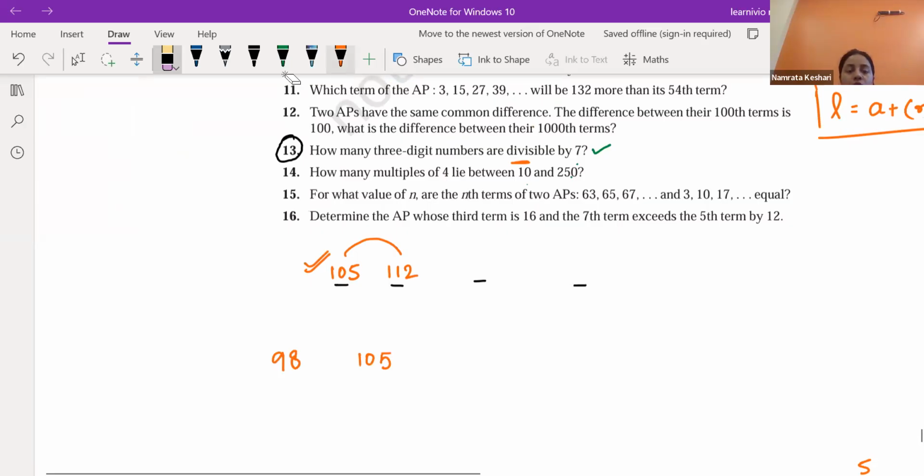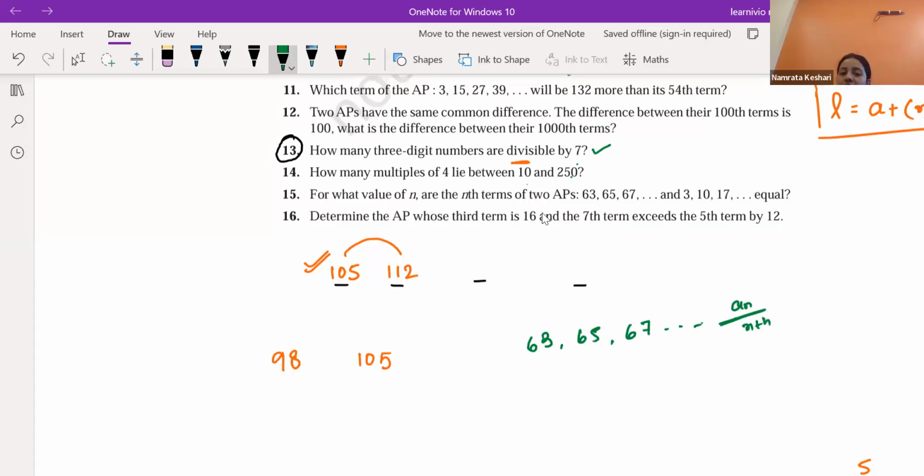First you need to understand the question. You have the AP 63, 65, 67, and it keeps going in this manner. Somewhere an is sitting at the nth place. And then we have another AP where 3 is there, then 10, then 17, and it continues in this manner.